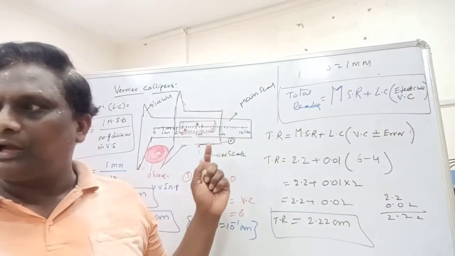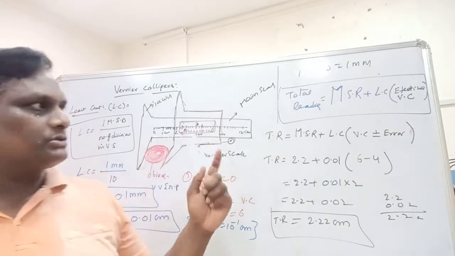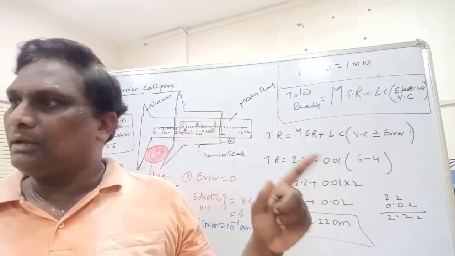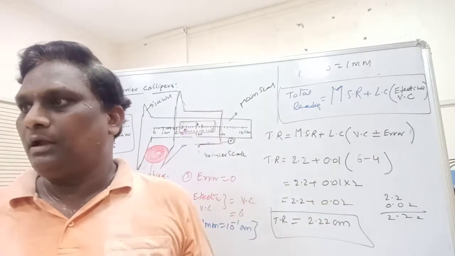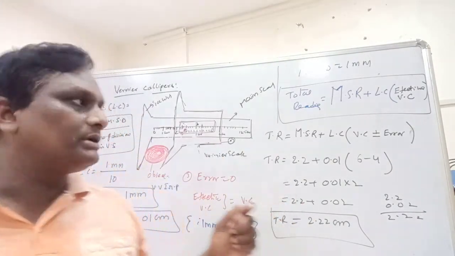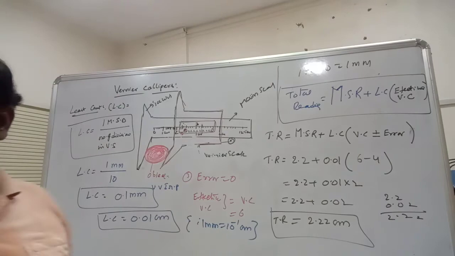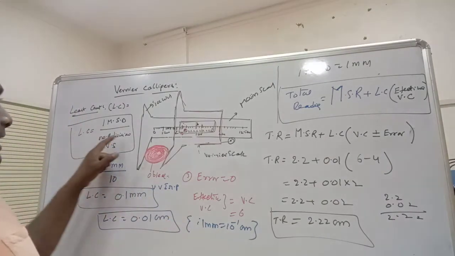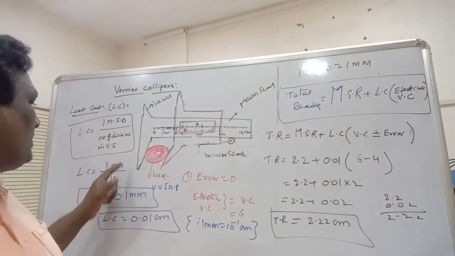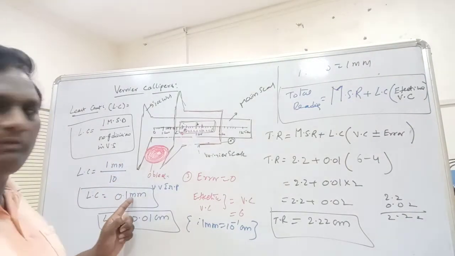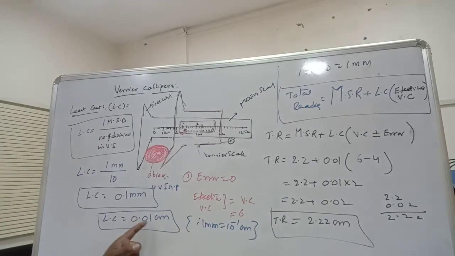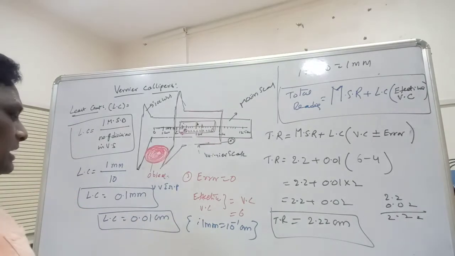On the Vernier scale you have 10 divisions. So the number of divisions on the Vernier scale is equal to 10. Now you can find the least count. How to find the least count? Least count is equal to 1 MSD divided by the number of divisions on the Vernier scale. That is 1 mm divided by 10, which means 0.1 mm. In centimeters we can convert it to 0.01 centimeters. So this is the least count.